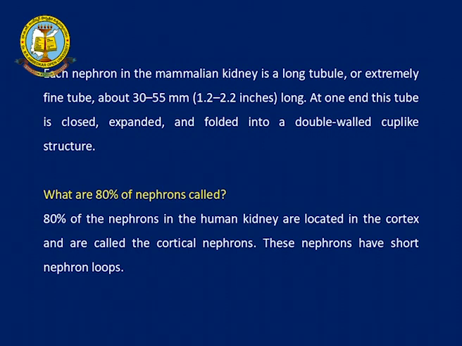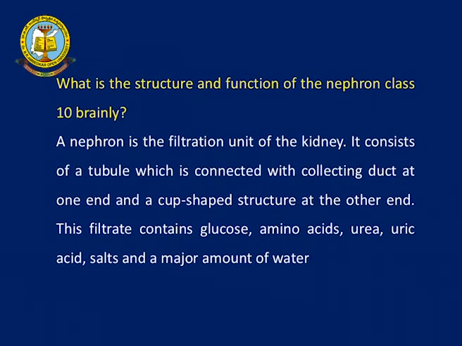What are 80% of nephrons called? 80% of nephrons in the human kidney are located in the cortex and are called cortical nephrons. These nephrons have short nephron loops. What is the structure and function of the nephron?